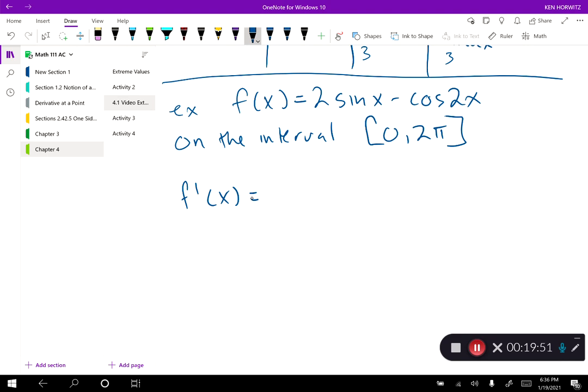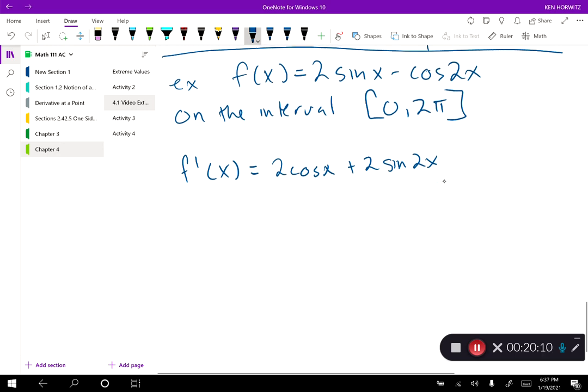Okay, so hopefully you paused the video to work out the derivative. I got 2 cosine x plus 2 sine 2x. All right, so you guys are experts at derivatives at this point, so I'm just giving you the answer. If you did not get that answer, you need to stop and do the derivative again, because going on from here will get you more wrong stuff. All right, so just be careful.